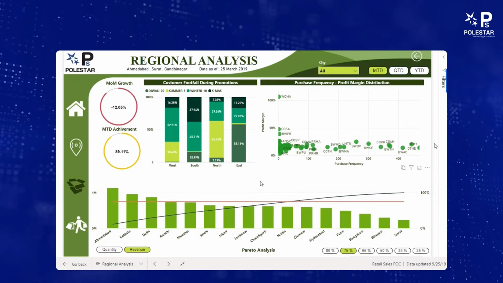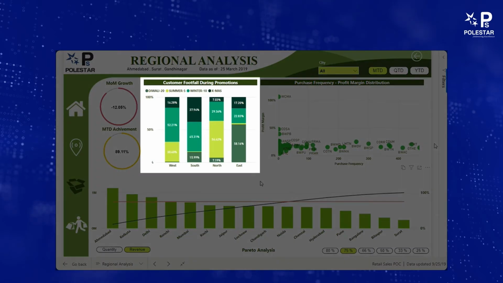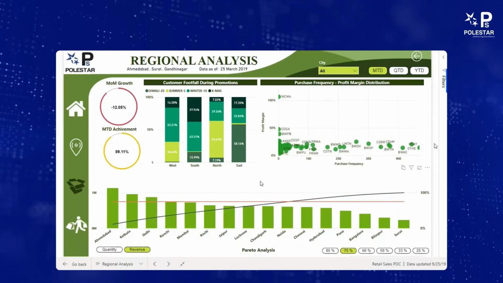Similarly, I can also see what is the customer footfall during the different promotions that we ran throughout the year. There was a winter promotion, there was a Christmas promotion, summer promotion, as well as Diwali promotion, which are shown in different colors over here. And this particular graph distribution shows how many customers came through this. So you can see the maximum contributor in the first two bars.